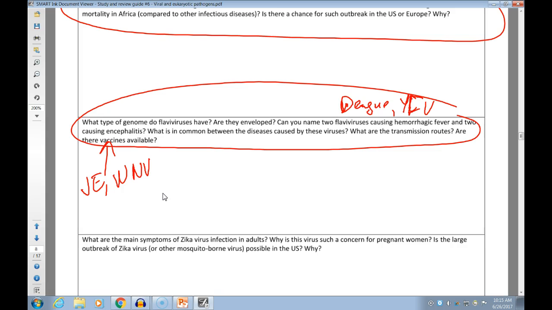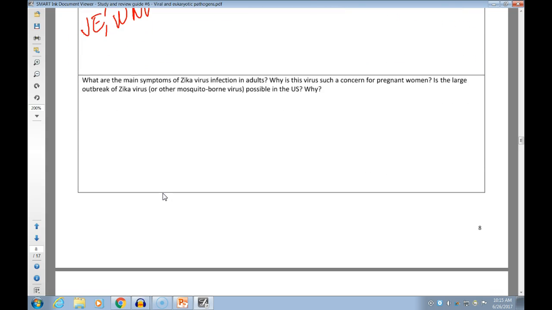The vaccine against yellow fever is approved. West Nile and dengue, not yet fully. Zika virus infection in adults: rash, retroorbital pain, joint and muscle pain. In pregnant women, it causes microcephaly.